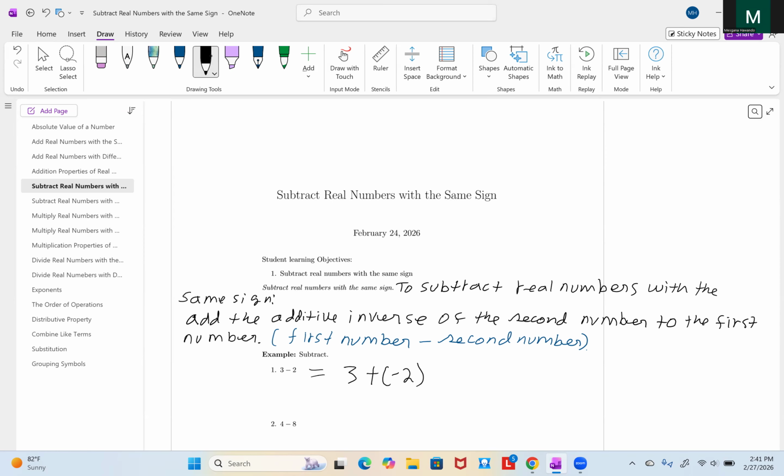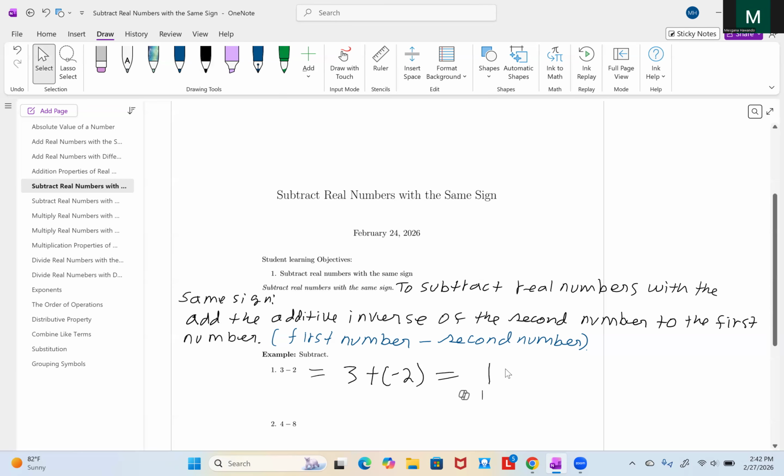real numbers with different signs. So we subtract the smaller absolute value from the larger one. The smaller absolute value is negative 2, so we subtract it from 3. 3 minus 2, the result is 1. The sign of the larger number is positive, so the answer inherits the sign of the larger absolute value, which is 3.